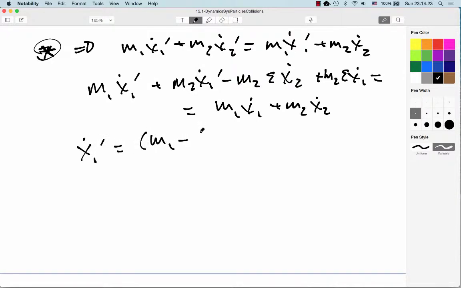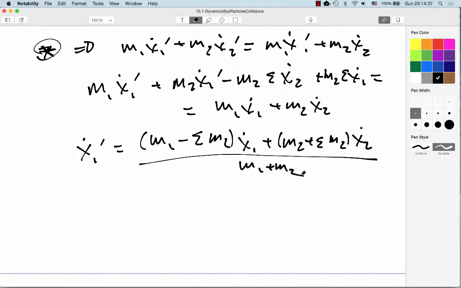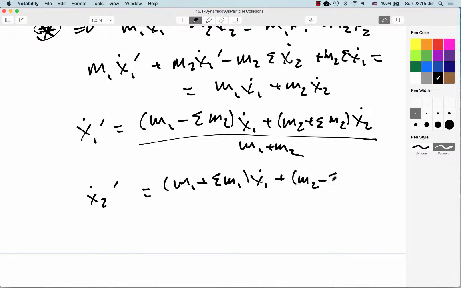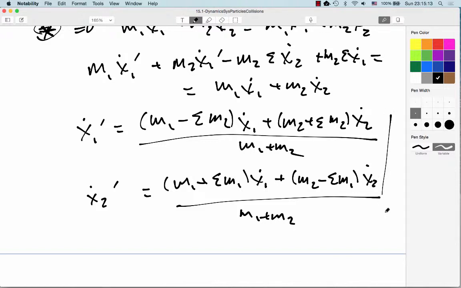So it'll be equal to m1 minus epsilon m2 x1 dot plus m2 plus epsilon m2 x2 dot over m1 plus m2. So that should look a lot like what you've seen before in undergraduate, lower division mechanics. Before, we just didn't have the epsilons. And similarly, you'll get that x2 dot prime is m1 plus epsilon m1 x1 dot plus m2 minus epsilon m1 x2 dot over m1 plus m2. Cool.